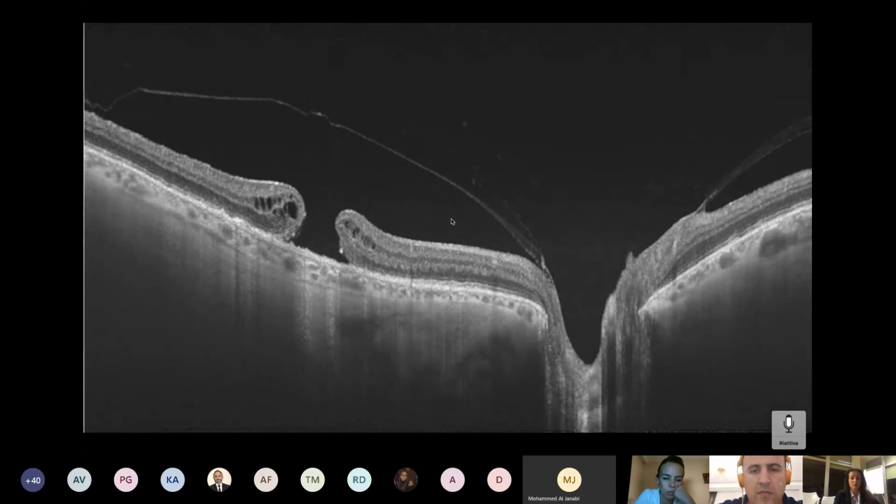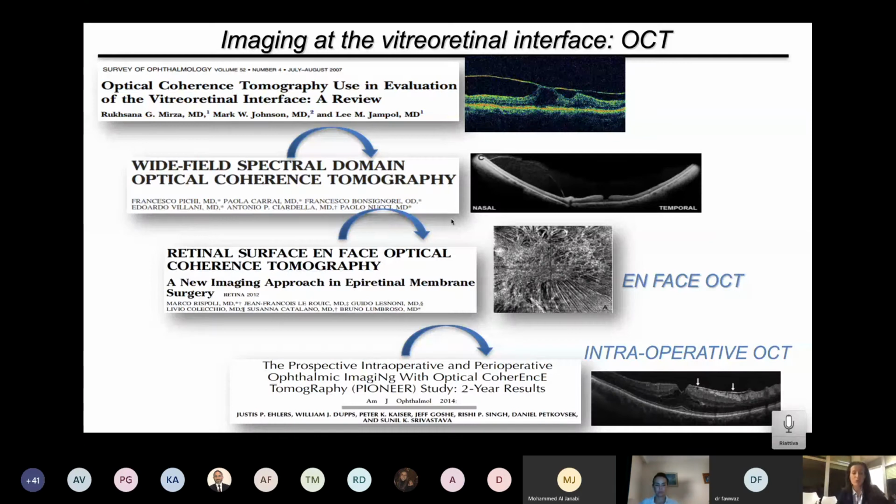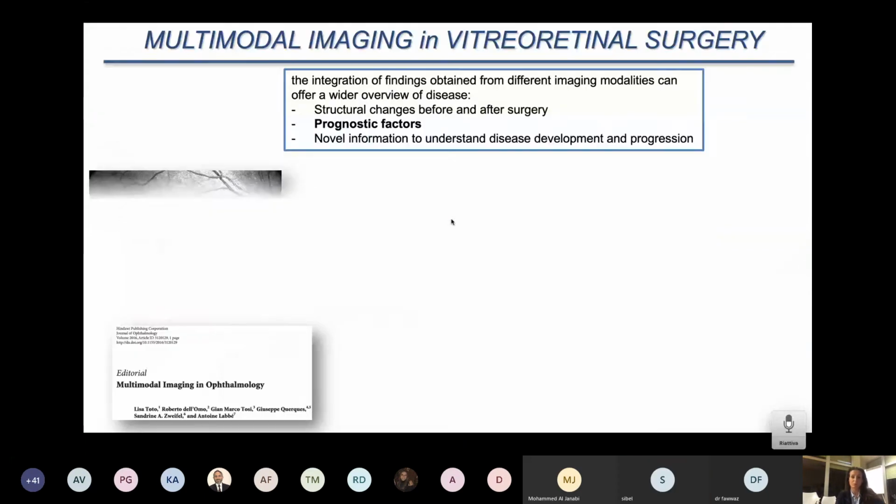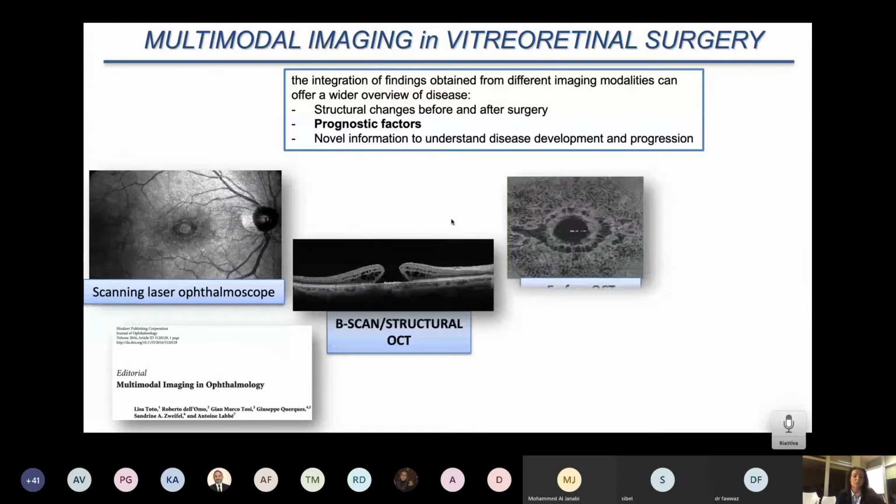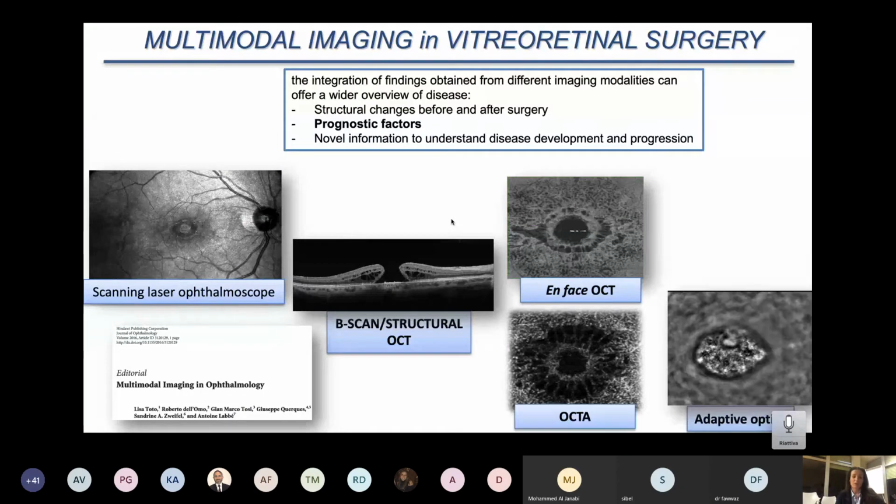And the introduction of OCT in clinical practice has dramatically increased, as we know, the ability to diagnose the abnormalities of the VRI by providing subclinical information and allowing us to visualize, classify, and follow up these disorders. And thanks to OCT evolution, we have reached an excellent visualization of the vitreoretinal interface, even intraoperative OCT visualization. So today we can talk about multimodal imaging.